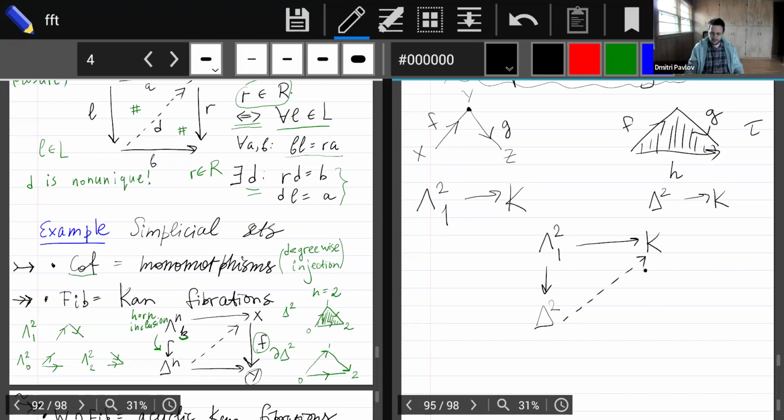And if you look closely, you will see that, of course, this is just our favorite and familiar lifting property, because if you imagine extending this diagram by the terminal object, any two maps to the terminal object must coincide. So this bottom triangle is going to commute automatically. And this lifting exists because this map is a fibration. By definition, K was a Kan complex. So this map is a fibration.